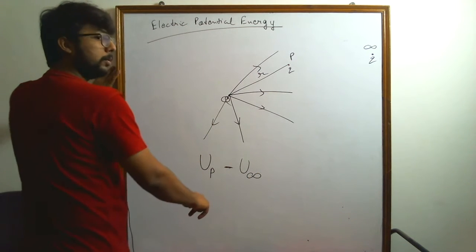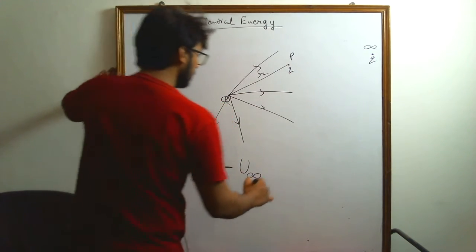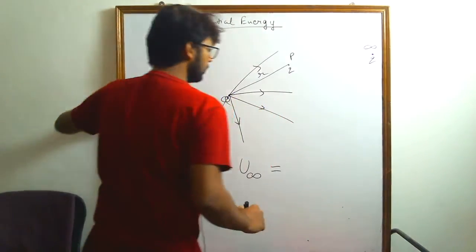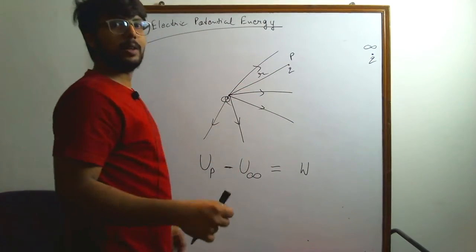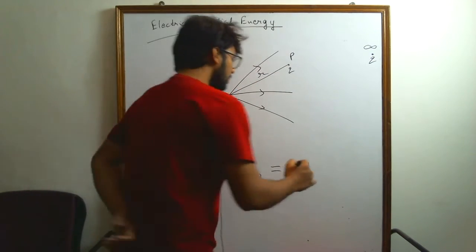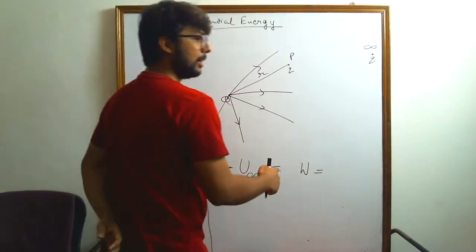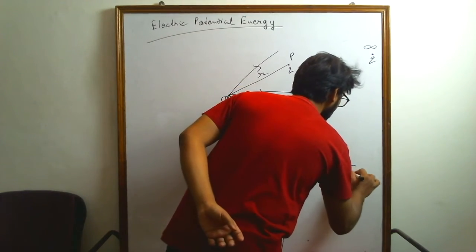So I will write the potential energy difference: potential energy at P minus potential energy at infinity, which will be equal to the work done by me on the charge. Okay, how much is that equal to? It is equal to q into E.